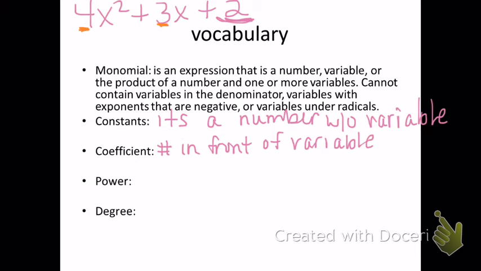Okay. The power is just nothing more than an exponent. So up here in the red, the exponent for 4x squared is 2. For this x here, it's a 1. And the degree of a polynomial is, if it only has one variable, then it's the highest exponent. So this polynomial would have a degree of 2.